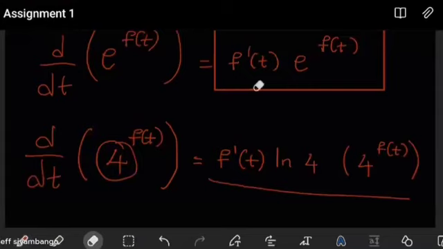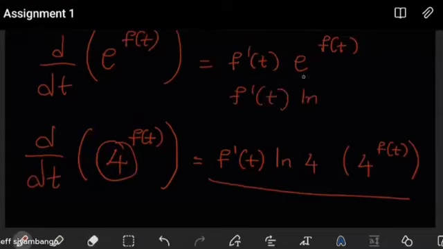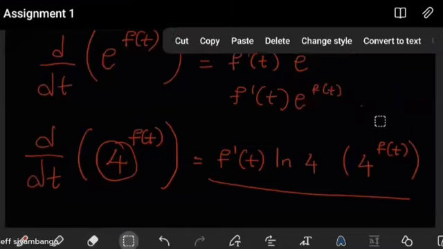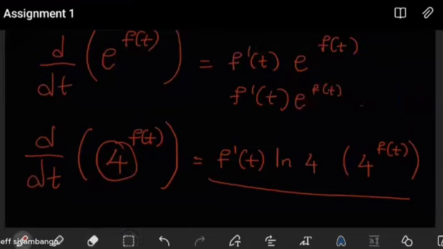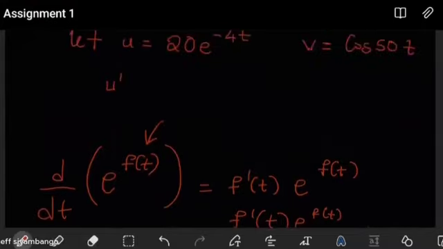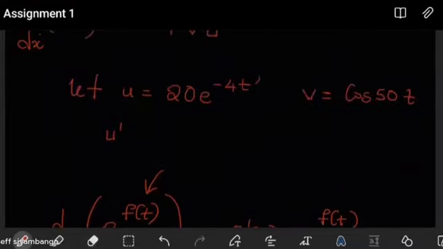Even this one was f prime of t, and then it also had ln the base, but in this case the base was e, and then this was multiplying e to the f of t. But the only difference is that ln e here is 1. So because ln e is 1, this part will give us 1, so that's why we didn't write it, and we skipped to just get this part. So here it was just a reminder of how you differentiate exponents. With that reminder, let's differentiate this term here.